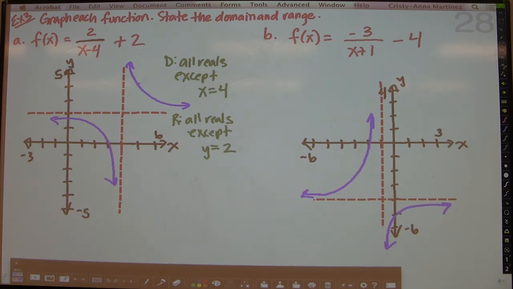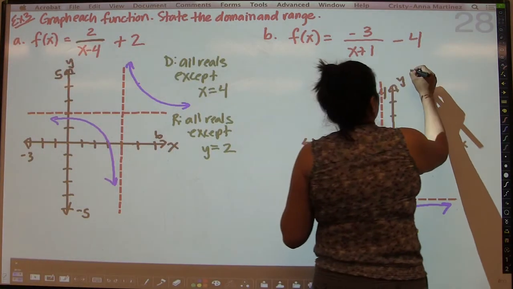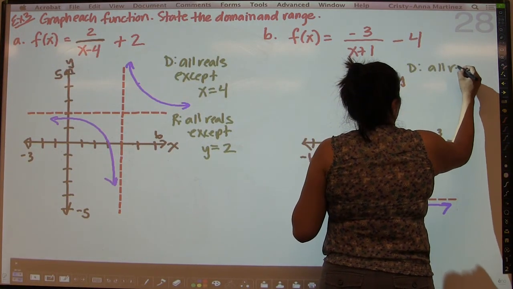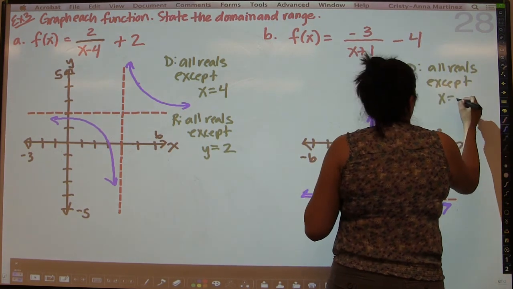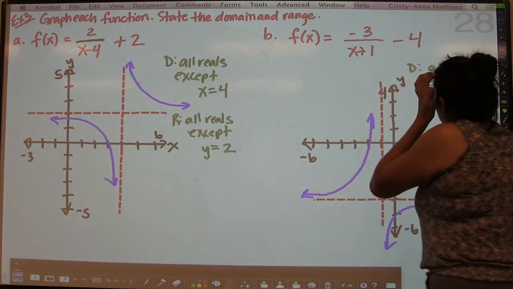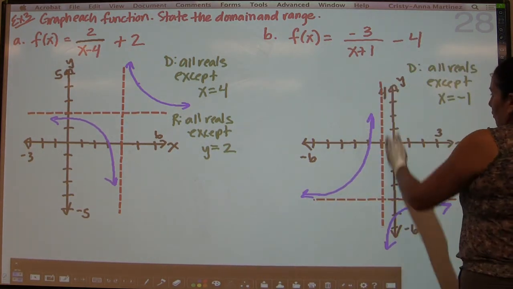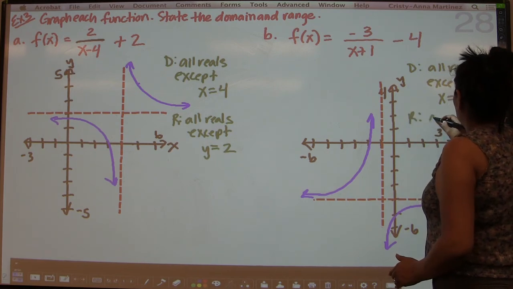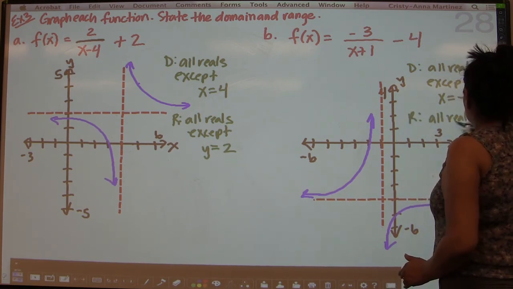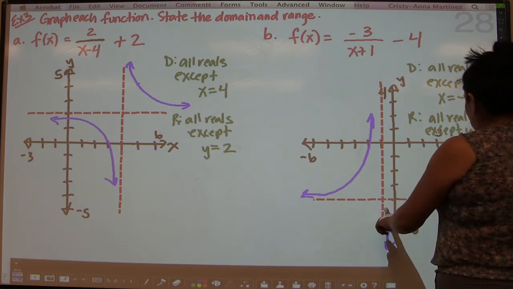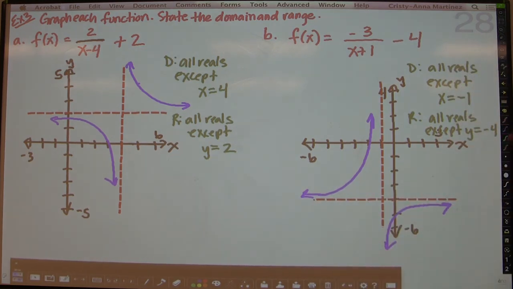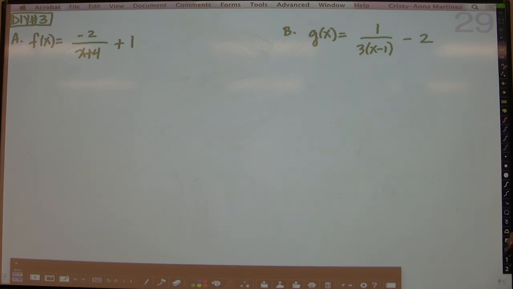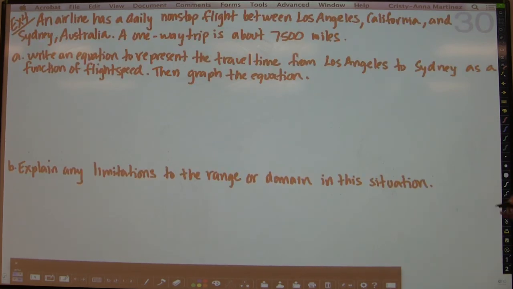And then for part B, our domain is all reals except x equals -1, because of that vertical asymptote. And then for the range, it'll be all reals except y equal to -4, which was your horizontal asymptote down here. Okay, so now you can try these 2 examples, and then we'll go to our last example.